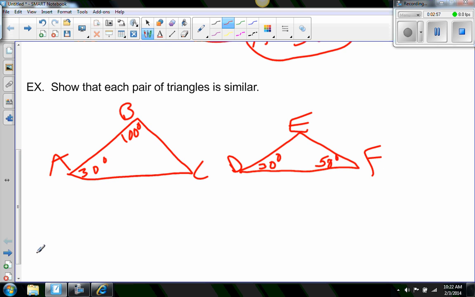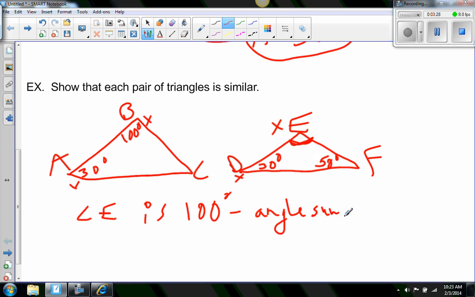So how are we going to prove that these two things are similar? First of all, we can figure out what we don't know by using what we do know. So what is this angle right here? Well, if I compare it to this other one, D and A match up, right? B and E match up. So angle E is 100 degrees. Why is it? Because of the angle sum theory. That's what it's called when you say that they add up to 180 degrees.